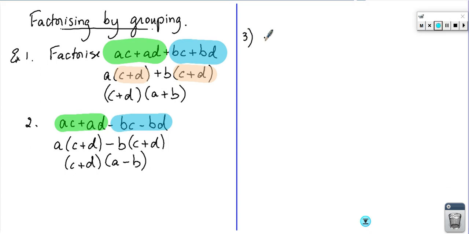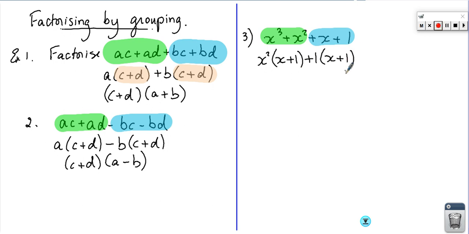Factorize x cubed plus x squared plus x plus 1. Again, as usual, I'm going to group those into 2 different separate terms. I'm going to use x cubed plus x squared as the first set and x plus 1 as the second. I can notice that here I have x squared common. So x squared dividing by x squared, I get x plus 1, plus 1 into x plus 1. Now, x plus 1 is our common factor. Taking out x plus 1, I am left with x squared plus 1.